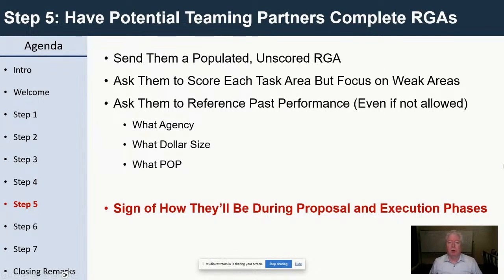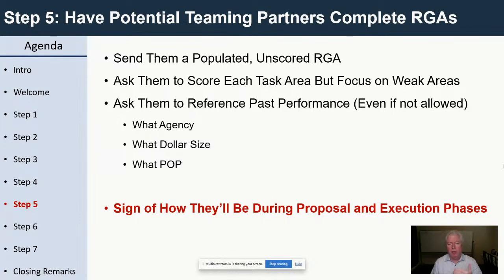So step 5 is where we're starting to get into the meat of working together. We've done exploring before this. Steps 1 through 4 are basically exploring who do we need and who's out there that might want to talk to us. So step 5 is about having potential teaming partners complete that RGA we did in step 1. So the requirement gap analysis is not just for us. It is for everybody in the team.